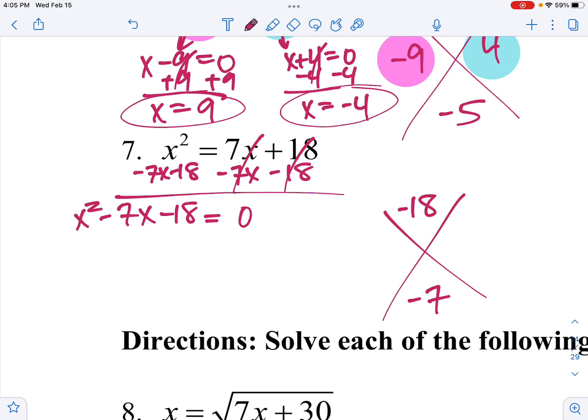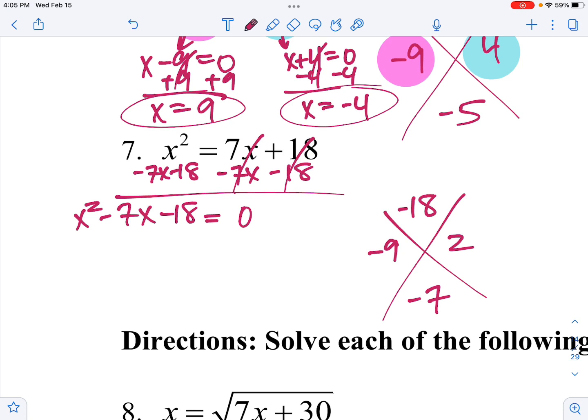What times what's 18? I'm thinking 6 and 3. That doesn't make 7. 18 and 1. That doesn't make 7. What am I missing? Oh, 9 and 2. Okay. And in order to make negative 7, I believe the 9 has to be negative.